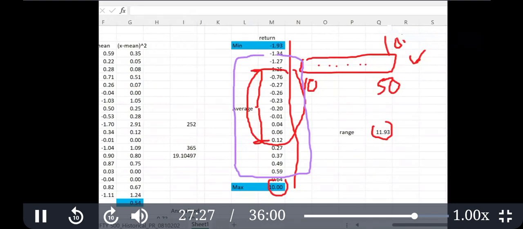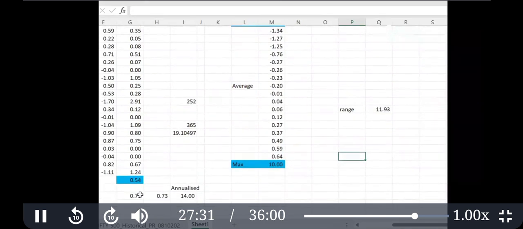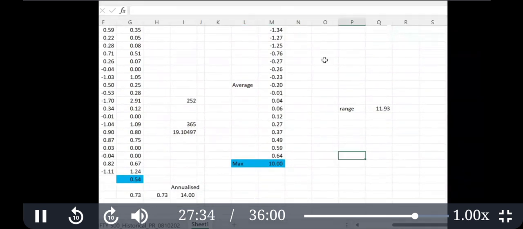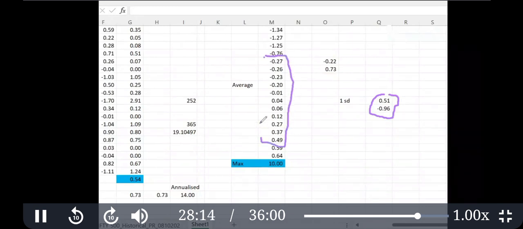Let me check here. How much is the standard deviation here? 7.3. The average is 0.22. So this was the average, and this was the standard deviation. The one standard deviation range is average plus standard deviation on the upside and average minus standard deviation on the downside. In this range, not 95%, 68% of the data will fall. We can see it up to here.